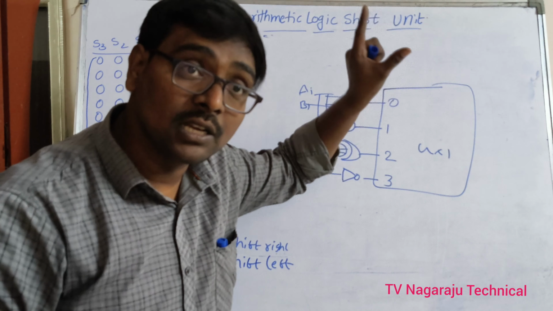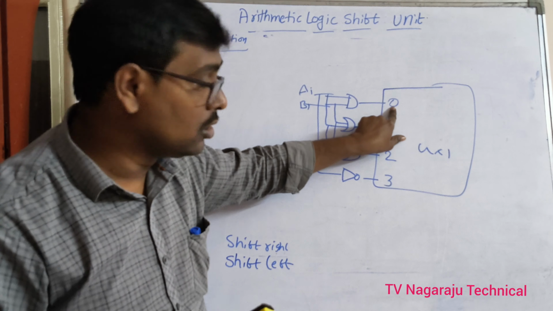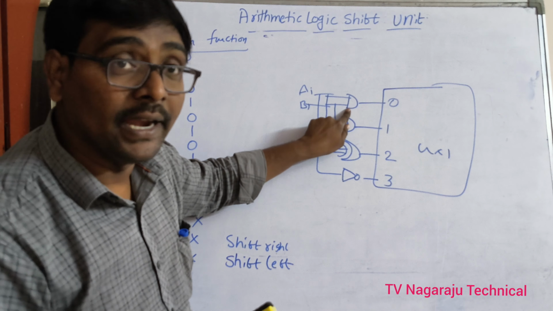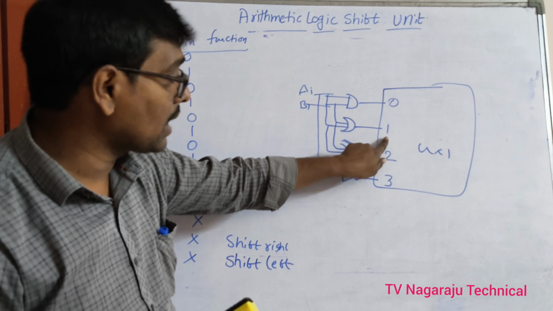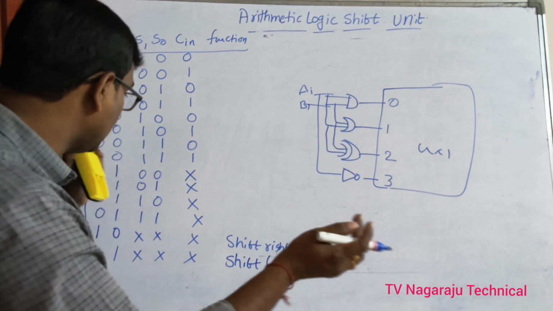I think you know this from the logic diagram. In the logic micro operations, we discussed this diagram. Suppose the input is 0, 0, what operation is performed? AND operation. Input 0, 1, OR operation. Input 1, 0, XOR operation. Input 1, 1, complement, exactly the same thing.